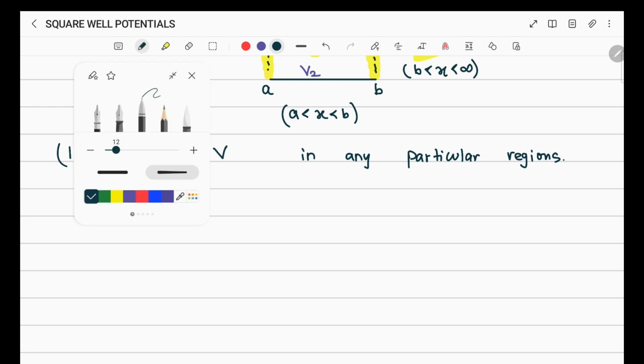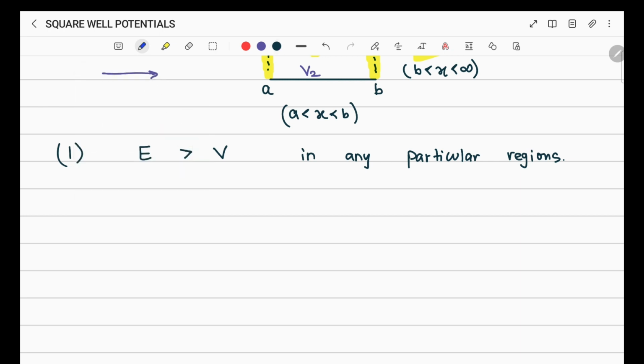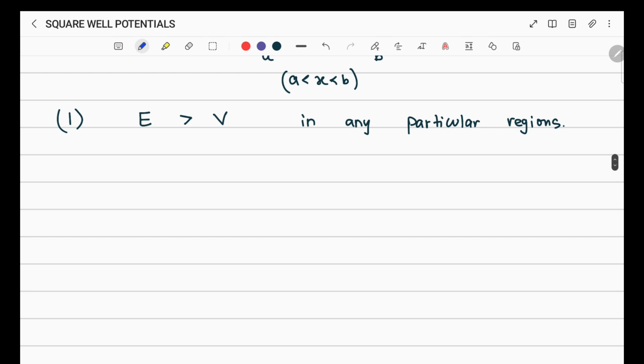Now you know the Schrodinger equation: minus ħ squared by 2m times d2 psi over dx squared, in one dimension I am writing obviously, plus the potential V times psi of x, equals the energy E times psi of x.